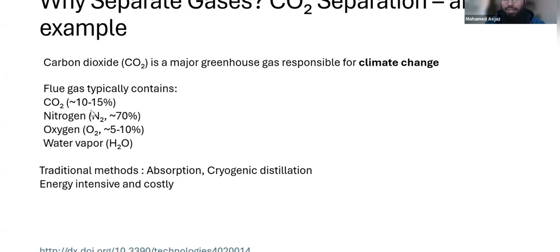So it's not a simple gas that the industrial waste produces, right? So you have carbon dioxide that goes anywhere between 10 to 15%, and then you have nitrogen that's like 70%, oxygen that's 5 to 10, and then the rest is water vapor. So water vapor is not an issue, nitrogen is not an issue, oxygen is not an issue, because they are all present in your atmosphere, in your surroundings. But what is the problem is the carbon dioxide, right?